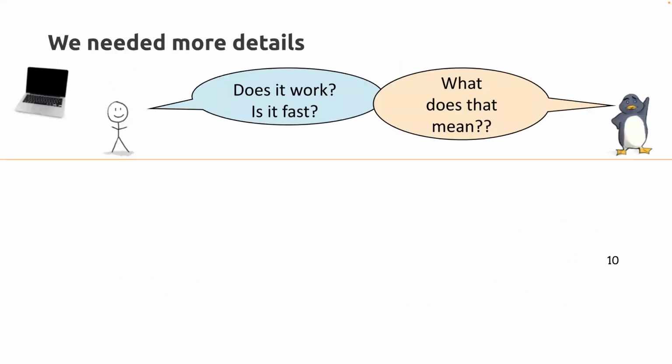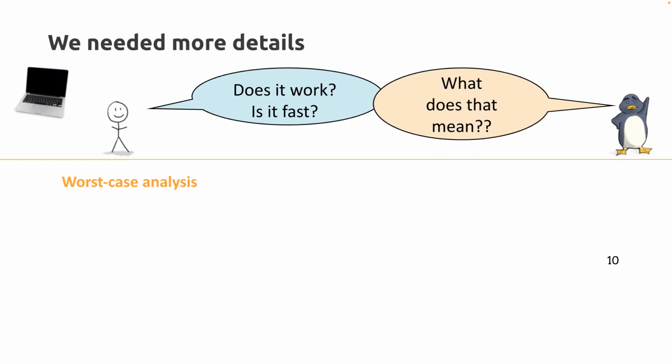So the very first thing we did is we needed more details, because asking the question, does it work and is it fast, is a very vague question. This does not have a very precise meaning if you just ask it. So we spent the first few lectures trying to define what it means for something to work and what it means for it to be fast.